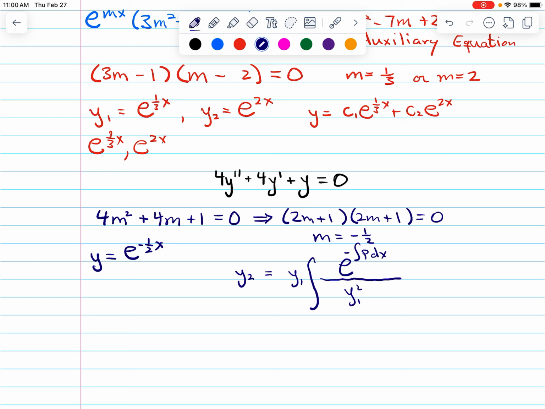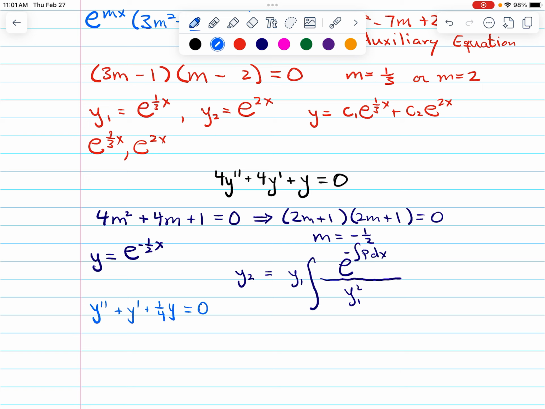So there's a way that we can find the second solution. Okay, so let's use that. Let's take this differential equation up here. Let me divide through by 4. So what I get is y double prime plus y prime plus 1/4 y equals 0.